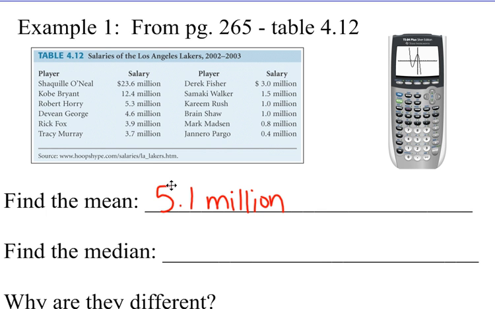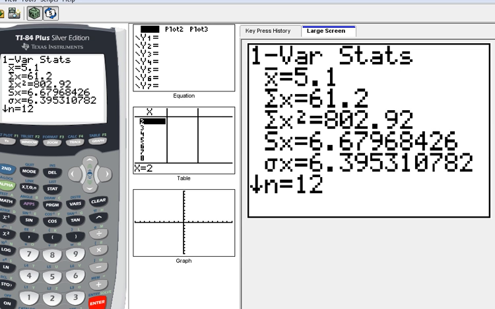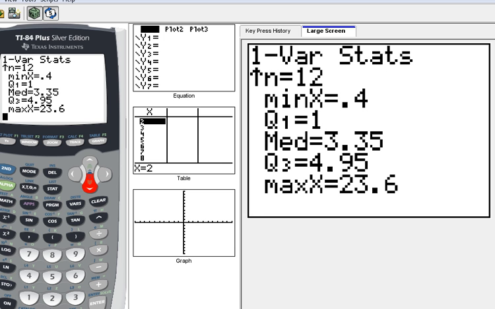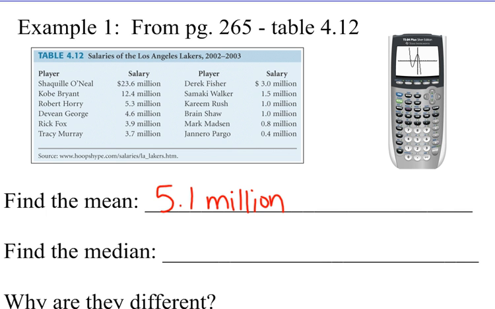Now let's find the median. When I look at my calculator, that median is down here in that 5-number summary, right? Median is 3.35. So my median is 3.35 million. Now you'll notice here, that's a big difference, right? A lot of times our mean and median can be similar. In this case, they are off by almost 2 million, about 1.8 million.